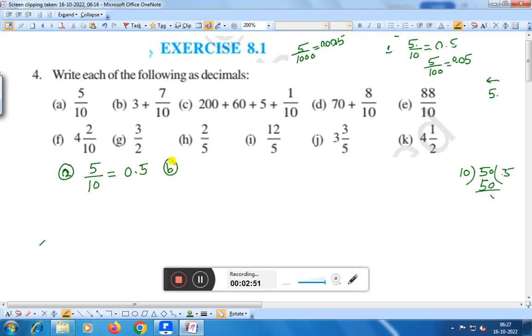Question number B is 3 plus 7 by 10, right? Here 3 is the whole part and 7 by 10 is the decimal part, right? That is 3 plus 7 by 10 means 0.7. And 3 means 3.0. So 3.0 plus 0.7. If we add this, what we are getting, you see, 3.0 and 0.7, we are adding this, that means 3.7, right?